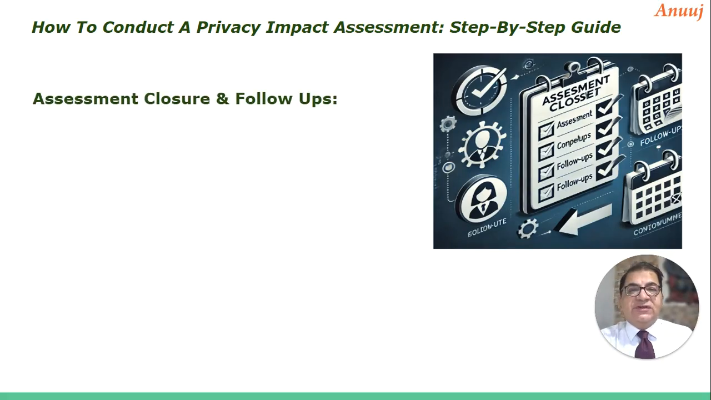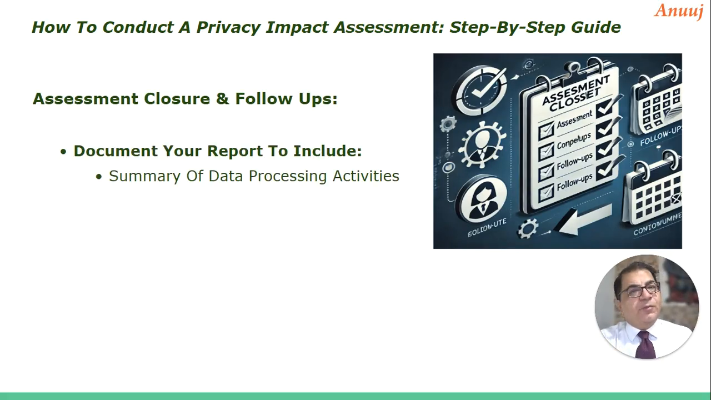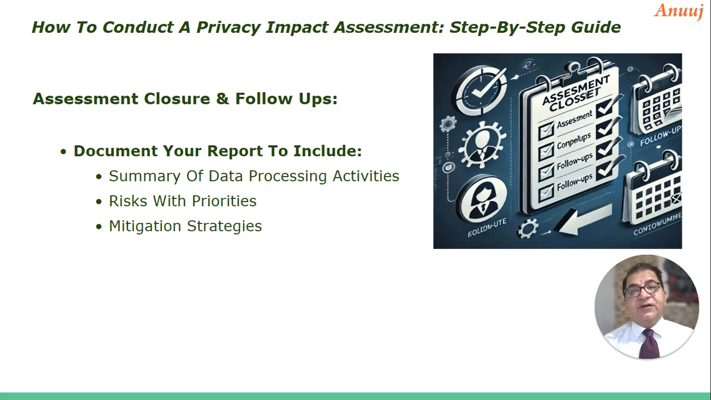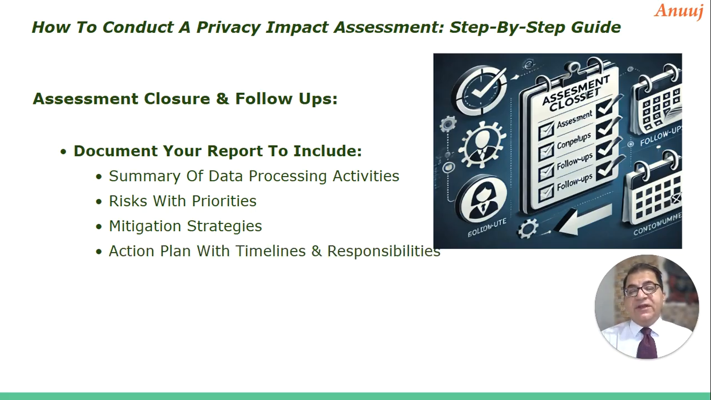Finally, you should close the assessment and do follow-ups. You need to document all things. It has to be a detailed report which says what are the processing activities we do, how do we handle them, what are the potential risks, and what are the priorities of those risks based on the impact. Impact could be reputational, impact could be cost, or a balance between cost and reputation. What are the mitigation strategies taken? What is the action plan with respective timelines and responsibilities?